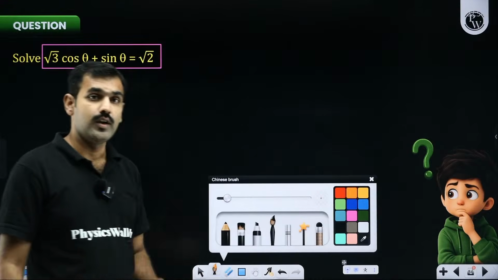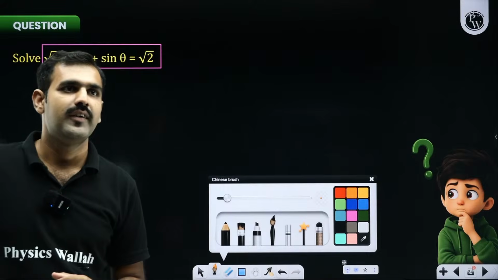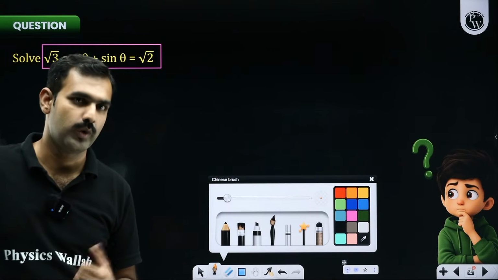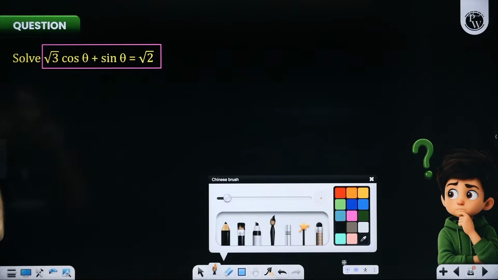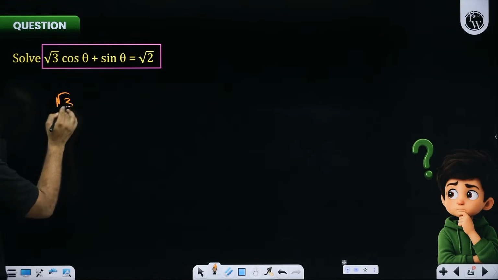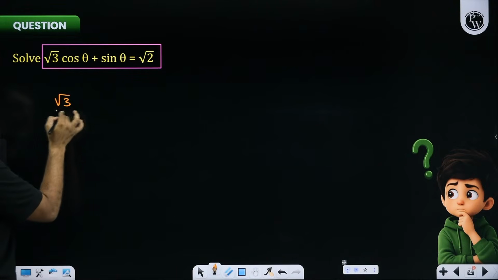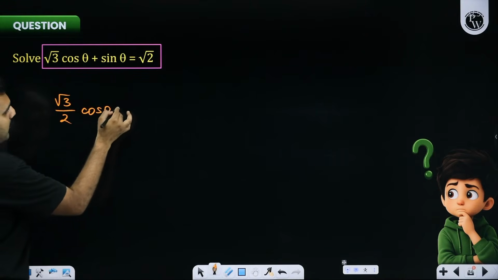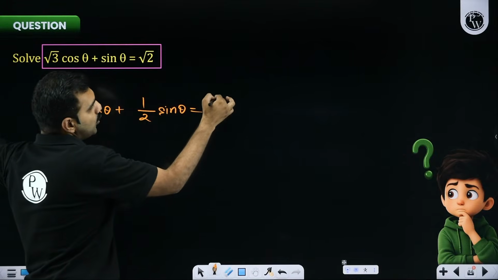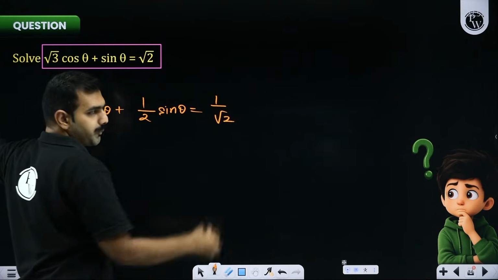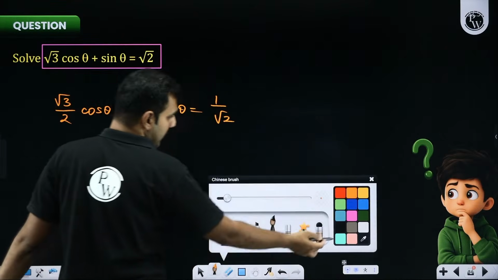I am saying if you divide both sides, LHS and RHS, by 2, what do we get? I hope everybody is paying attention. Root 3 by 2 cos theta plus 1 by 2 sin theta is equal to root 2 by 2, that is 1 by root 2. Absolutely, Vijay. Excellent. That's really nice.